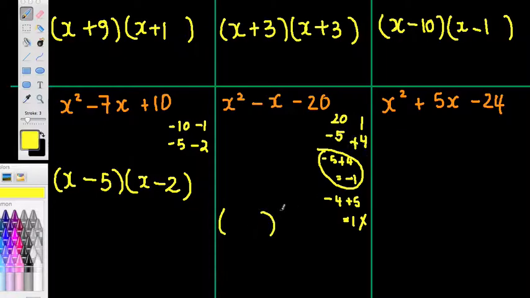How do I write that? Just like this, x minus 5, x plus 4. You can check it, -5 times 4, that is -20. And then if you did FOIL on that, you would get -x.